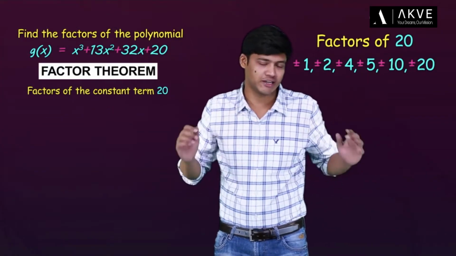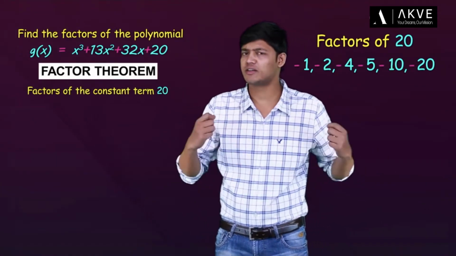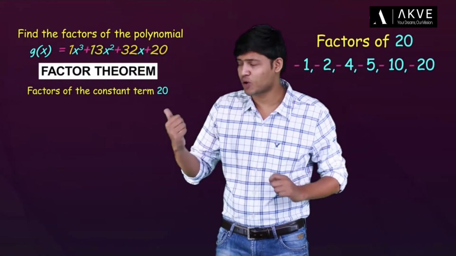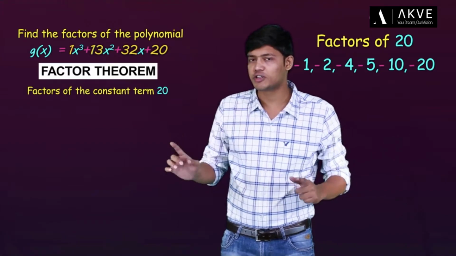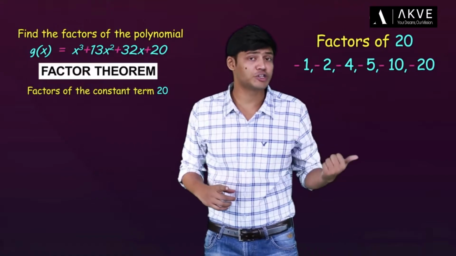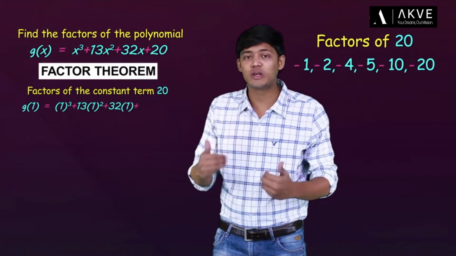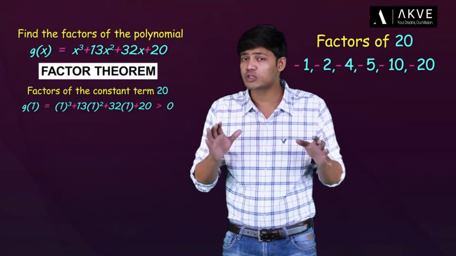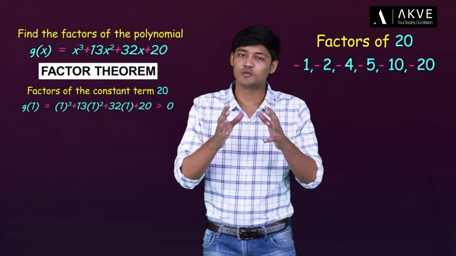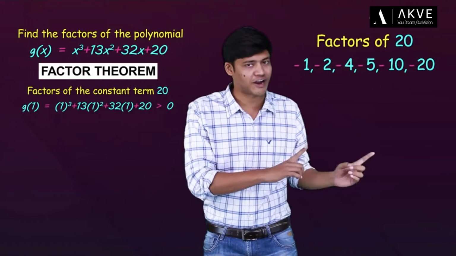One thing is very clear, that is we can reject all the positive numbers. Why is it so? For that, you have to observe the coefficients of this polynomial. All the coefficients of this polynomial are positive, which implies that if we substitute a positive number, then the value of g of x will increase, and there is no chance that the value of the polynomial will ever be equal to 0. So we will consider only negative factors of 20.